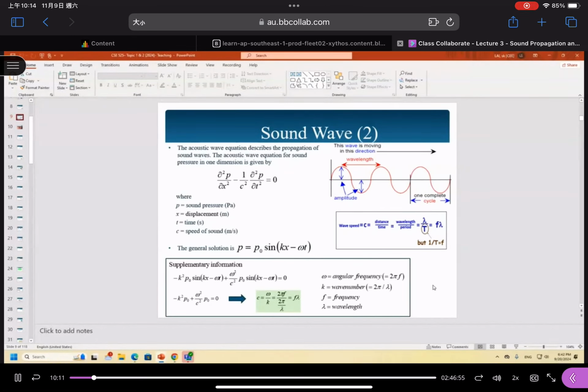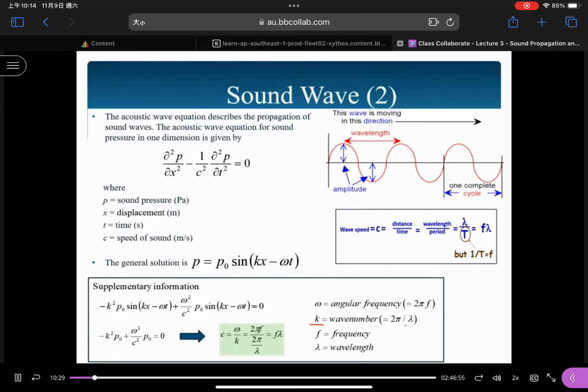The larger the wavelength, the smaller the wave number. When the wave number is smaller, what does it mean? It means that the frequency is lower. You can see this one. We just use a very simple relationship like this. Because k is relevant to lambda, if we increase the wavelength, the value of k decreases, correct?